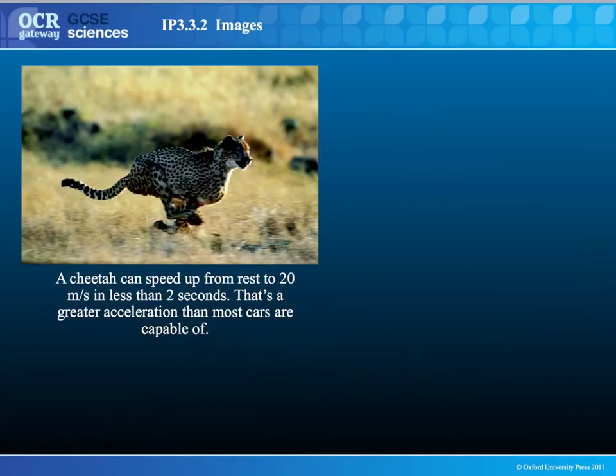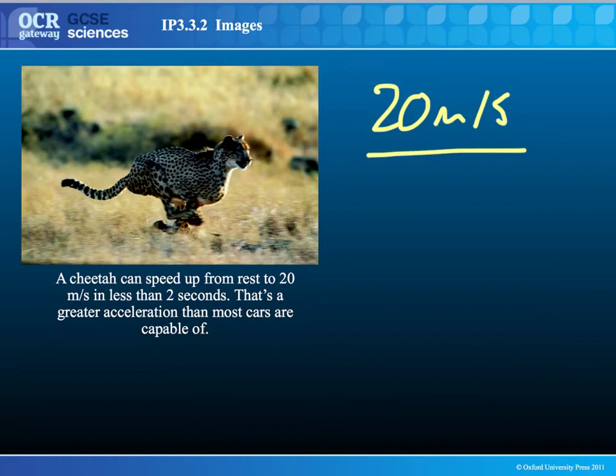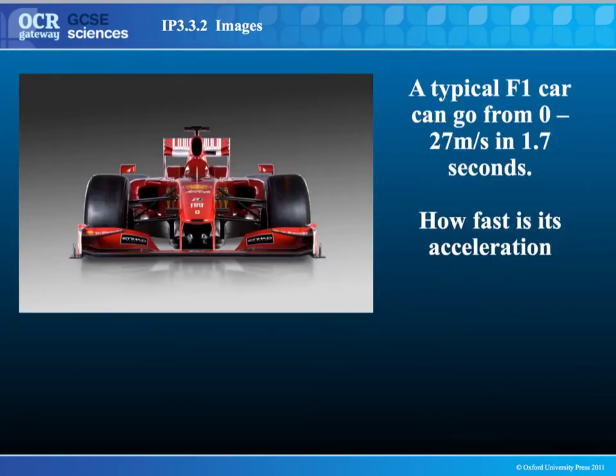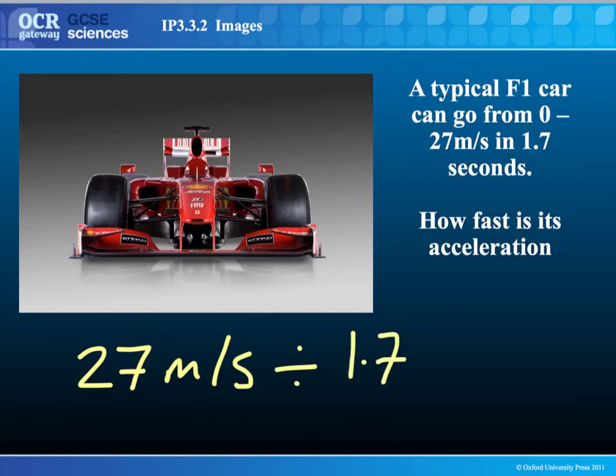Another example to try. The change in speed of the cheetah is 20 meters per second. Divide that by the time it takes, 2 seconds. That gives you an acceleration rate of 10 meters per second squared. Another example here, we have a Formula 1 car that goes from 0 to 27 meters per second in 1.7 seconds. So the speed is 27. Divide that by time, which is 1.7 seconds, which gives you an acceleration rate of 15.9 meters per second squared.